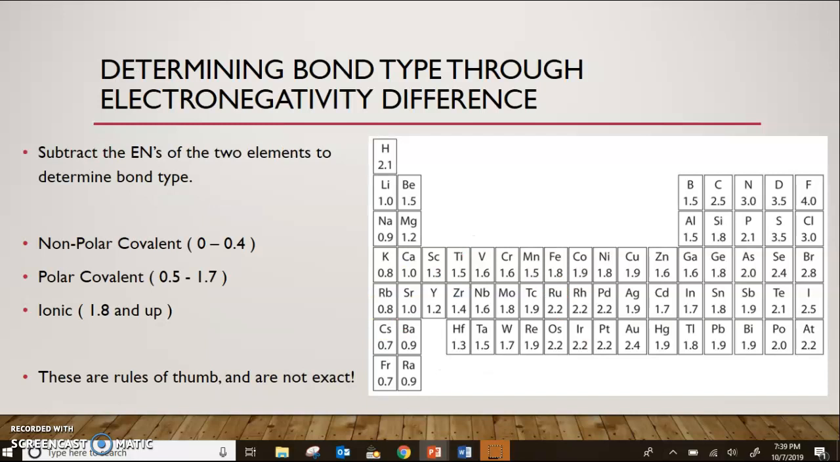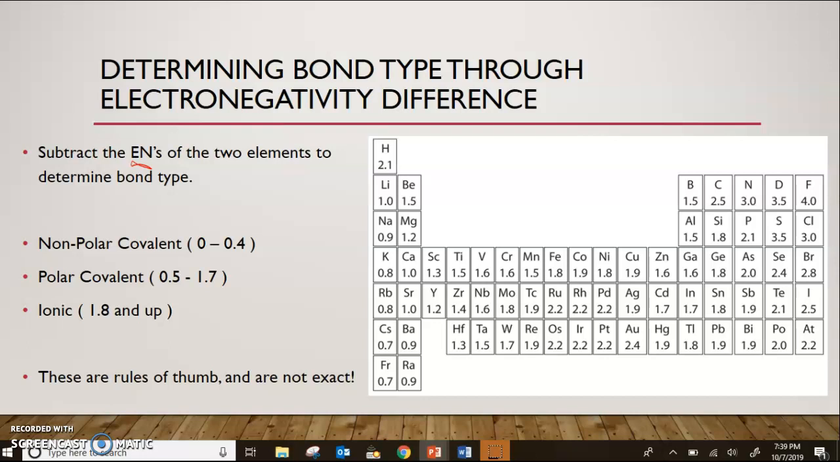So determining bond type through electronegativity difference is very simple. I don't want you to overthink this at all. All you have to do is find the electronegativity value of the two elements and then just subtract largest minus smallest. So find the difference to determine what the bond type is. If the numerical difference is between 0 and 0.4, you're dealing with a nonpolar covalent bond. If it's 0.5 to 1.7, then it's polar covalent. If it's ionic, it's 1.8 and up.